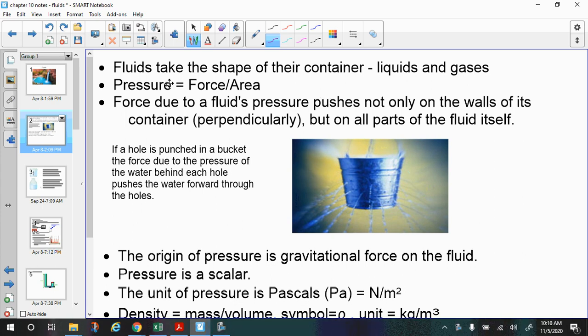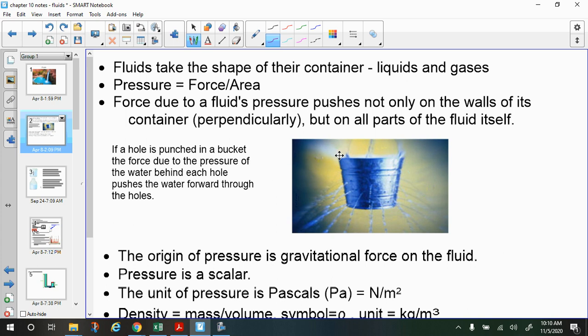We're going to be using pressure a lot. Pressure is force divided by area. It is a scalar quantity. And the force due to a fluid's pressure is going to push not only on the walls of the container, which happens perpendicularly to the wall, but also on the fluid itself.